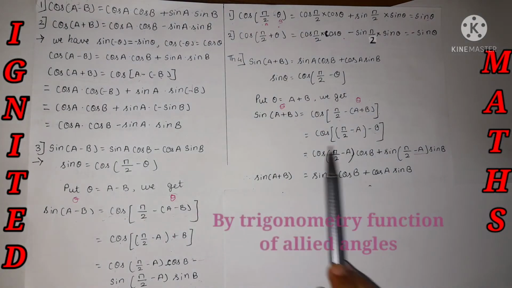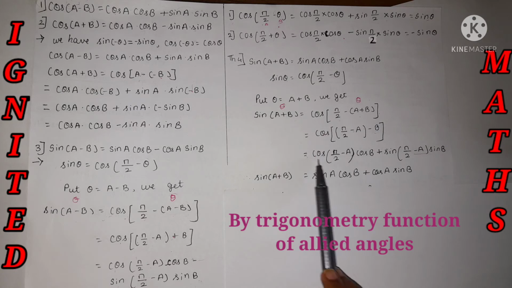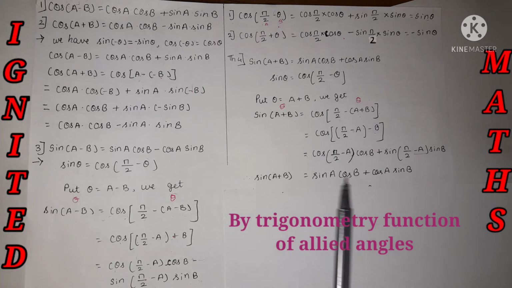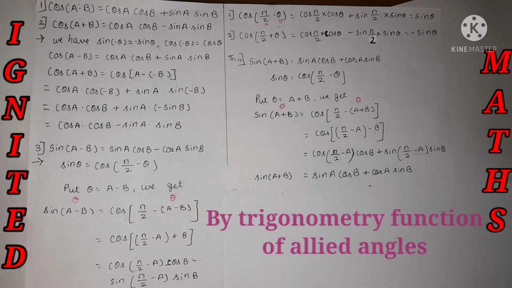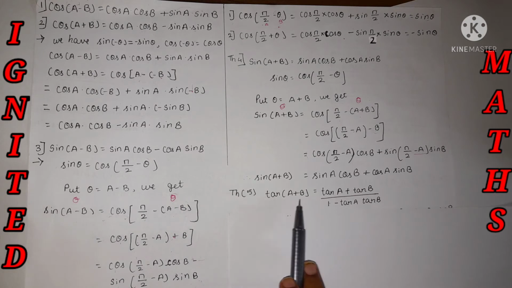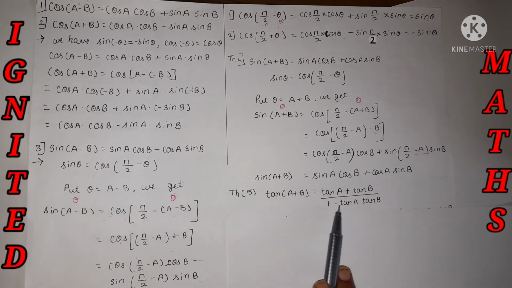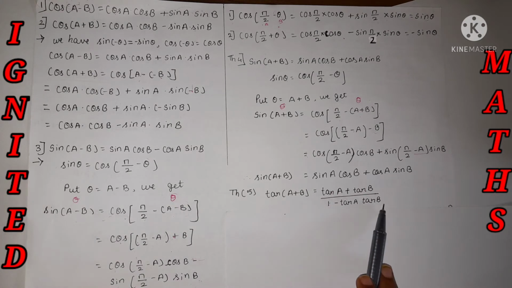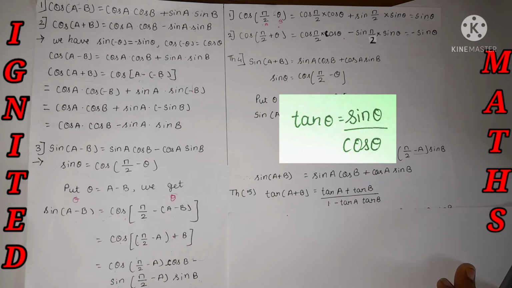But we know that cos(pi/2 - theta) is equal to sin theta, so cos(pi/2 - A) is sin A, and sin(pi/2 - A) is nothing but cos A. For tan(A + B) is equal to (tan A + tan B) divided by (1 - tan A tan B). We know that tan theta is equal to sin theta divided by cos theta, but over here theta is equal to A plus B. So the same process we are going to apply over here.